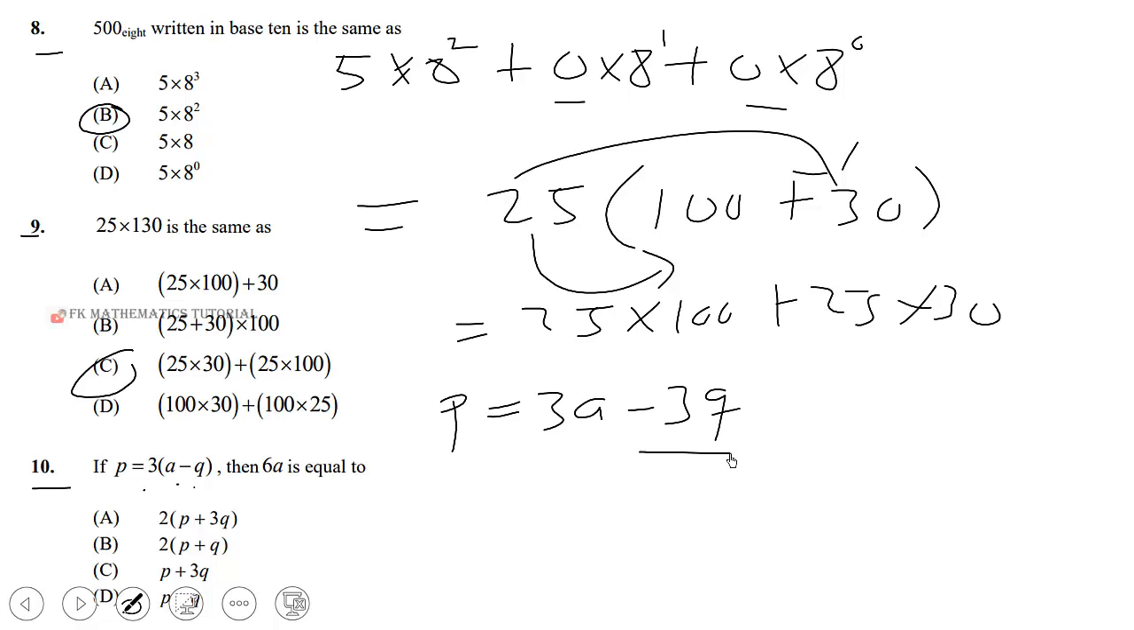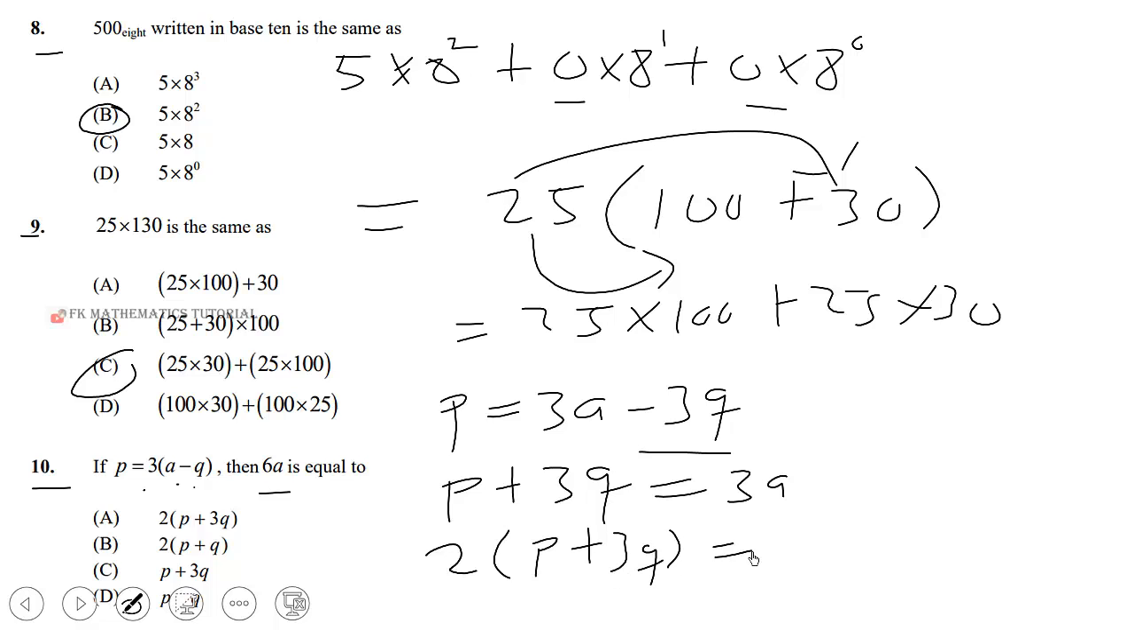Now we can bring the minus 3Q to the left hand side to get P plus 3Q is equal to 3A. To get 6A, you need to multiply both sides by 2. So 2 into bracket P plus 3Q will be equal to 2 times 3A, which is 6A. So the correct answer is option A.